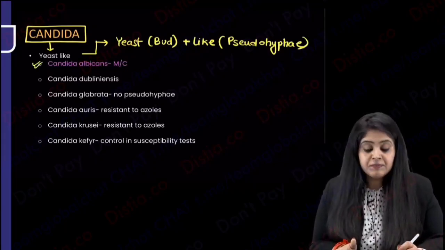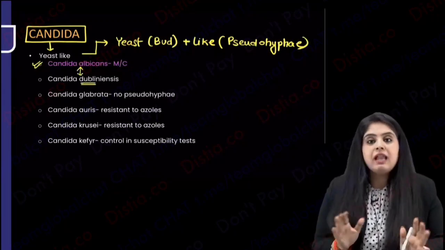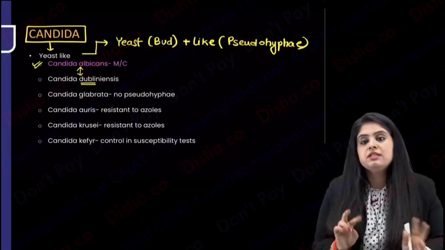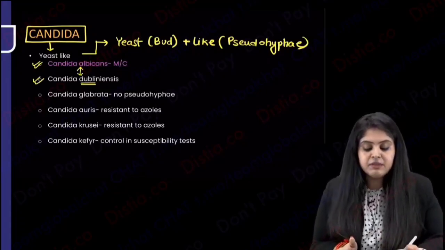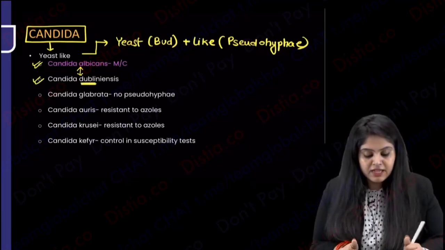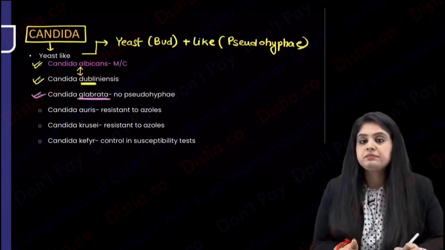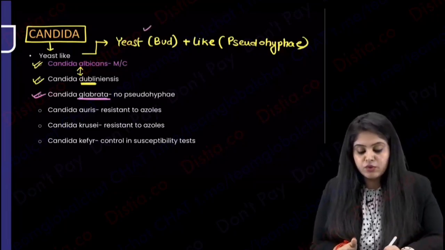And the most common is Candida albicans, of course. Candida albicans has a double twin brother. Double means when whatever albicans will show, doubliniensis will double it and show that as well. So copycat twin brother. So remember, albicans and double it up, that is doubliniensis. Other than that, we have something known as Candida glabrata. See, glabrata sounds like ghabrana. Ghabrana means you are going to leave everything very quickly. You're very scared of something. So it says, okay, I will show you budding.